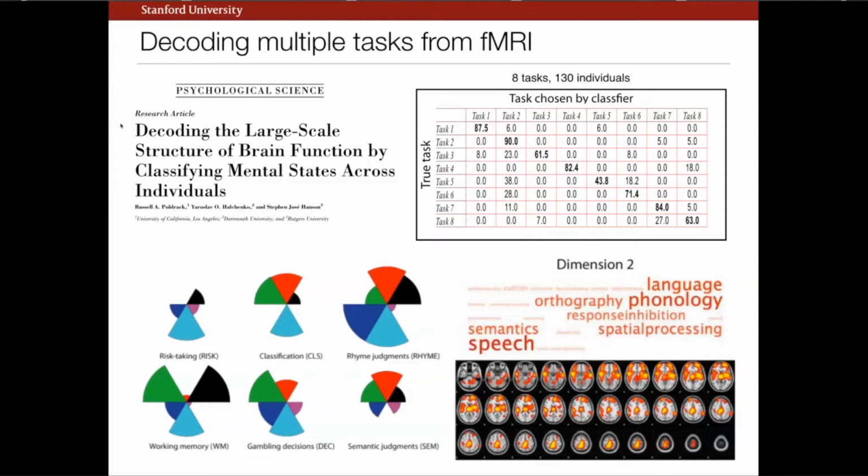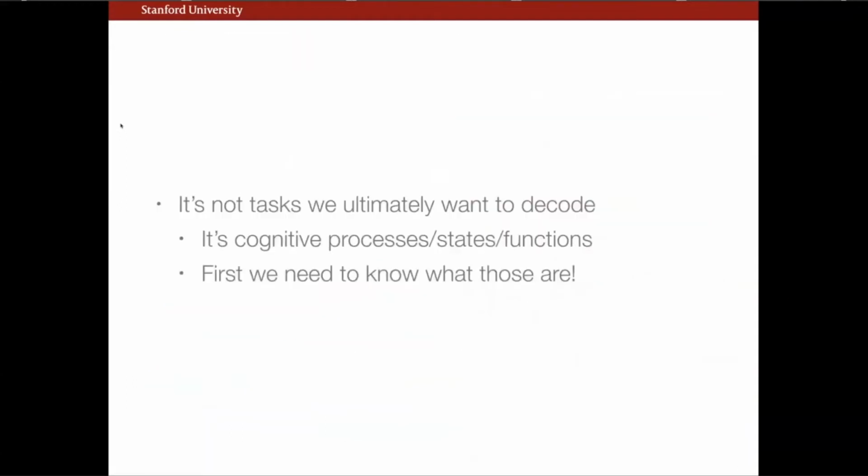tasks, and ultimately it's not really the task to decode, right? It's the processes or states or functions that underlie the task, right? Tasks are the tools that psychologists use to try to manipulate mental functions, but it's the mental functions that we really care about, not the tasks. And one challenge is we don't even really know what those mental functions are in a formal way. And so that's the argument I want to make next.